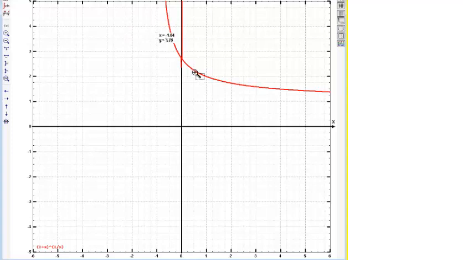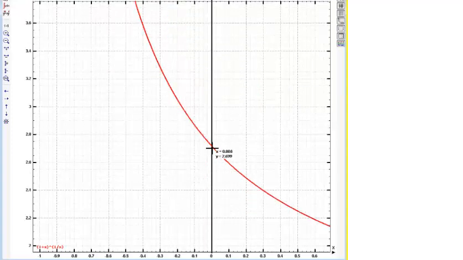If I zoom in on this point, you can see that at x equals 0, I get 2.7. If I went exact numbers, we would get exactly e. So that does prove that, again, the function does not exist at 0, but the limit does exist.